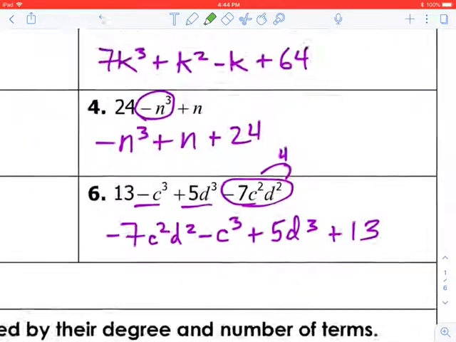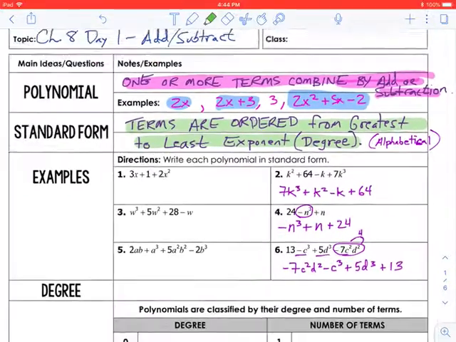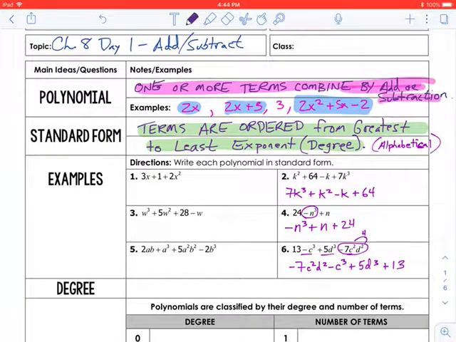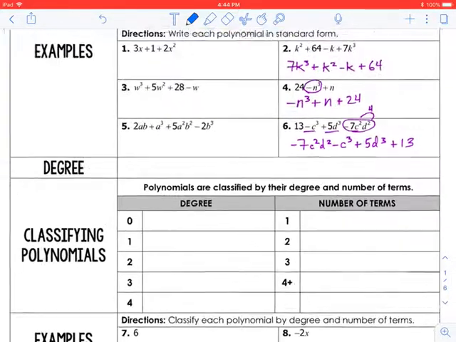Okay, and when you look at number 6, this one has a total of 4 exponents. So that would technically go first. Even though this is a 3 and that's a 2, these are two 2's, which makes 4, obviously. Okay? So that's standard form, something we already covered a little bit, so you can go back and watch that video if you want. What we didn't talk about is the degree.